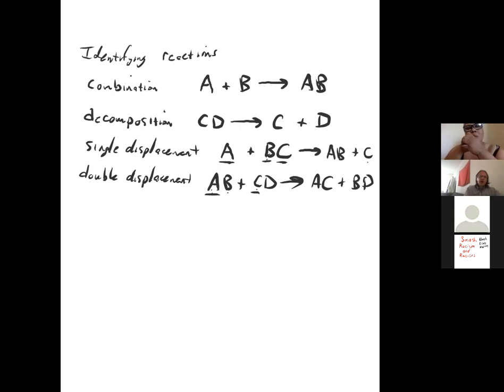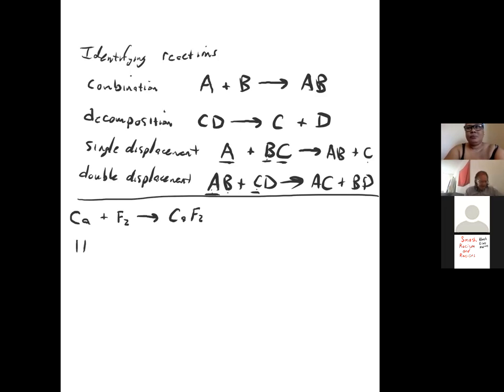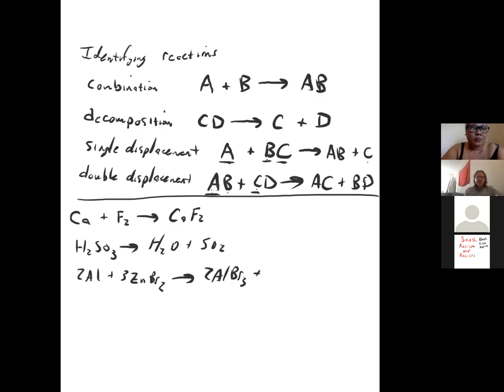So let me show you an example. All you have to do with these is just classify them. So here's an example where they say, hey, we want you to classify this. So you have Ca plus F2, and that's going to go to CaF2. Here's another one. H2SO3 goes to H2O plus SO2. And then 2Al plus 3ZnBr2. That's going to go to 2AlBr3 plus 3Zn.